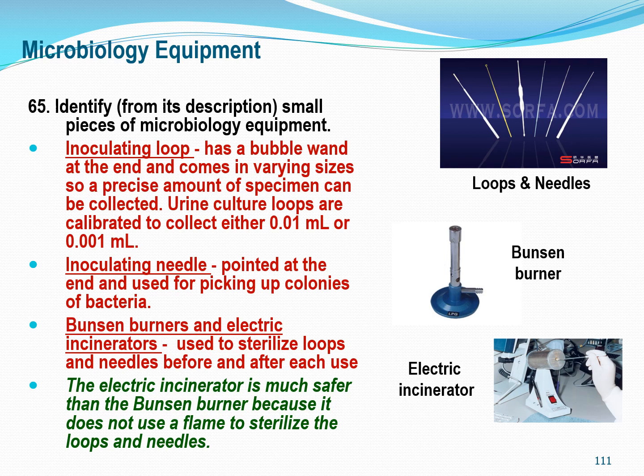These are inoculating loops that have a bubble wand at one end and come in varying sizes, so a precise amount of specimen can be collected. For example, for a urine culture, loops are calibrated to collect either 0.01 mL or 0.001 mL. So that loop is calibrated to that amount. So as that cooled, that loop is sterile. Okay, you sterilize it with your electric incinerator, and then you let it cool back down.